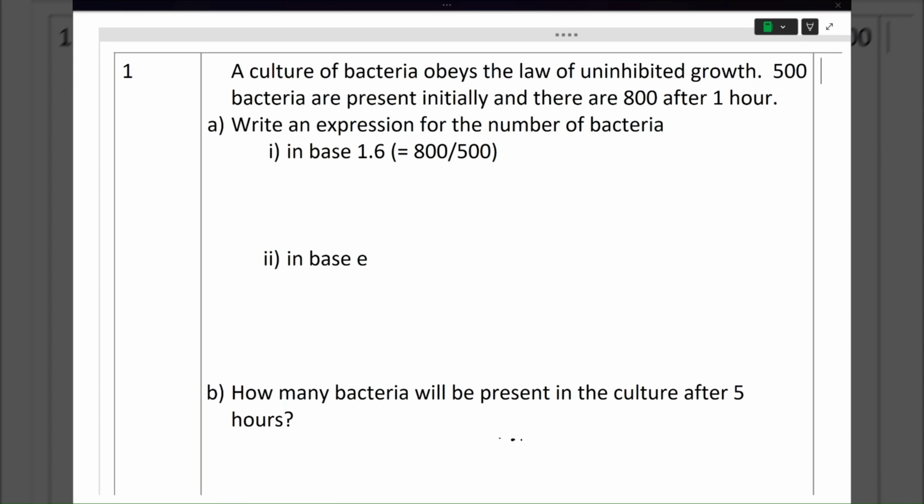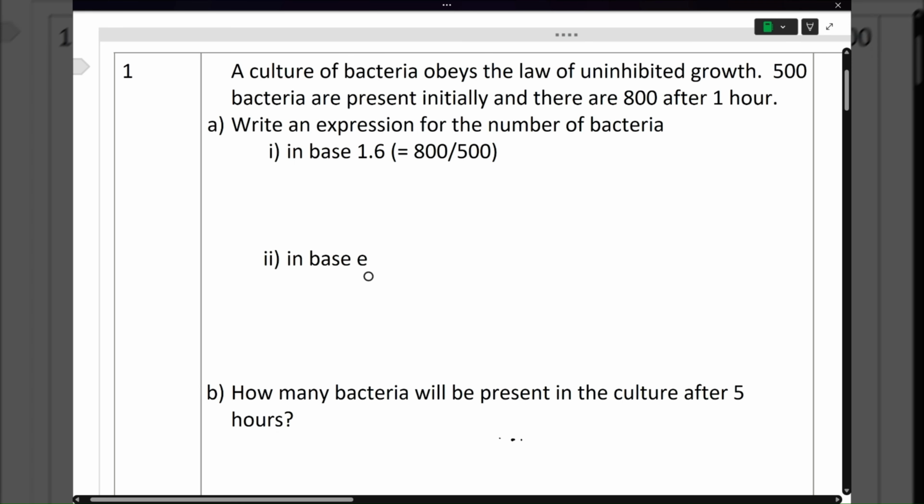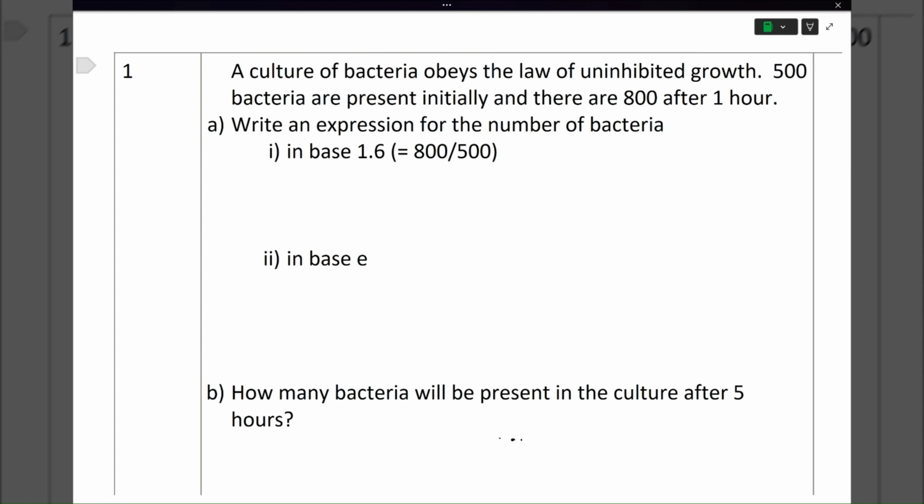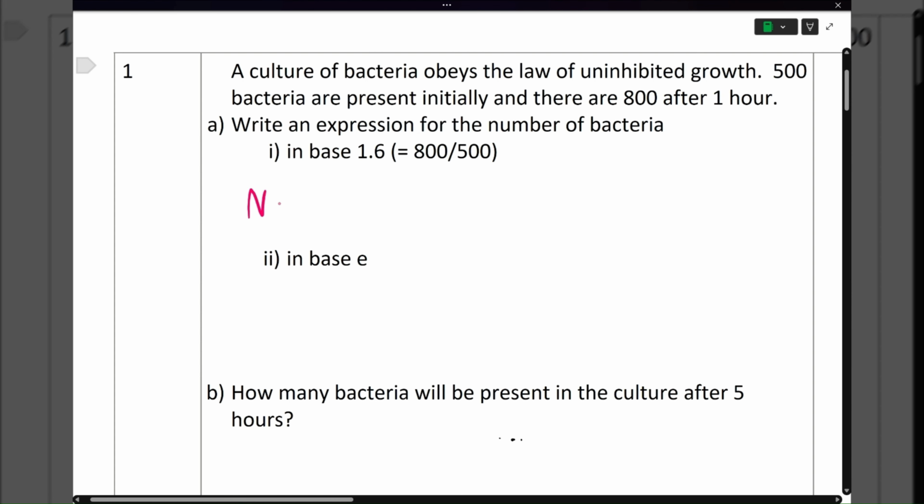Question 1 says, a culture of bacteria obeys the law of uninhibited growth. 500 bacteria are present initially and there are 800 after 1 hour. Write an expression for the number of bacteria, first of all in base 1.6. So we're choosing base 1.6 because that's the ratio change in 1 hour.